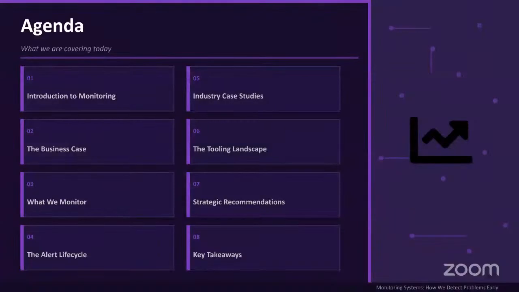First, I will explain what monitoring is. Then, we'll look at why it matters to the business. After that, I will show you what we monitor and how alerts work in real systems. I will also share some real life examples and talk about common tools used in monitoring, and then we'll end it with the takeaways.